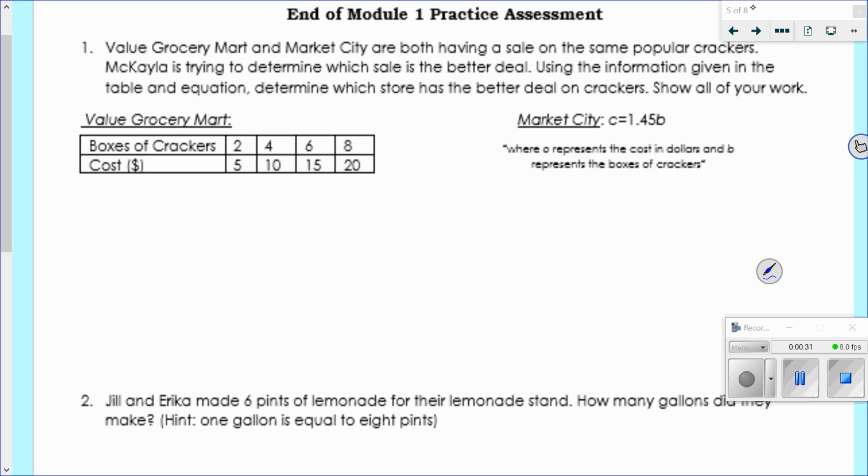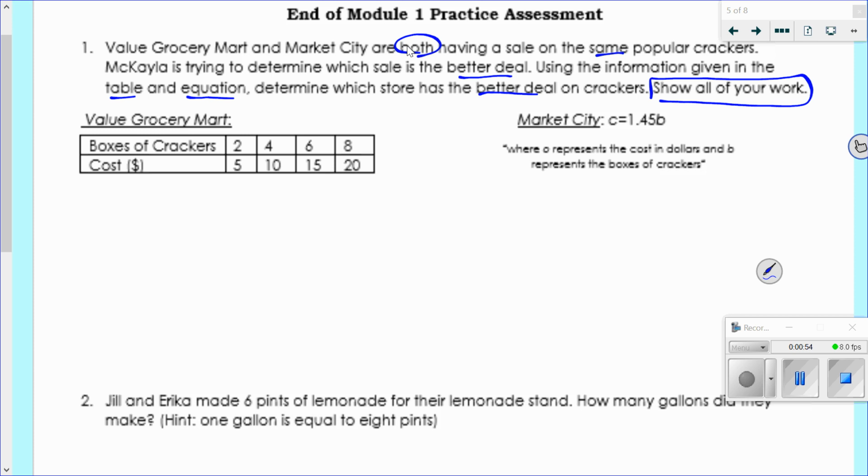Okay, our first one, Value Mart and Grocery Market City are both having a sale on the same popular crackers. McKenna is trying to determine which sale is the better deal. Using the information given in the table and equation, determine which store has a better deal on crackers. Show all of your work. So if all I see is an answer, are you getting full credit on this? No, you are not. What does our work look like?